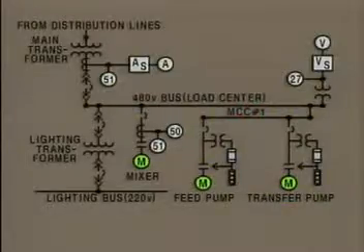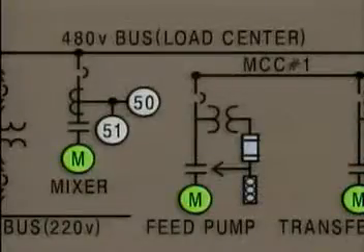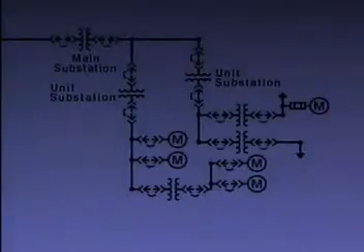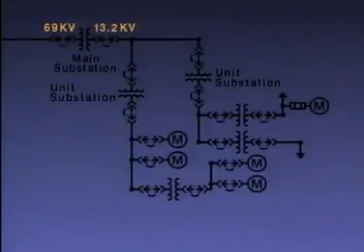A plant's electrical distribution system is often represented on electrical diagrams. These diagrams typically include information about bus voltages and system components, which can help operators pinpoint the source of a problem. This diagram represents the system we saw earlier. Voltage comes into the main substation at 69 kV and is reduced to 13.2 kV.